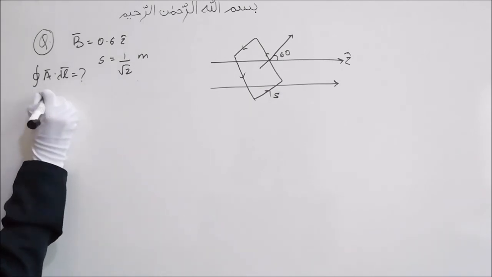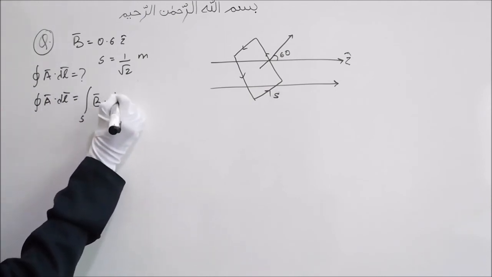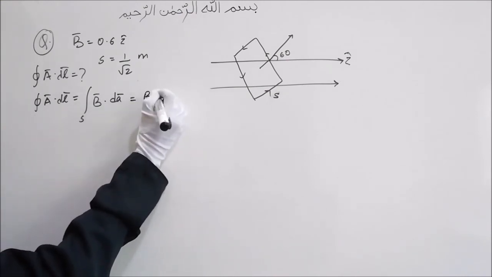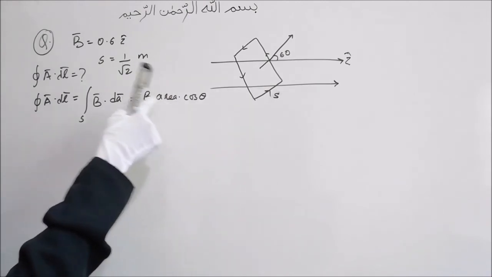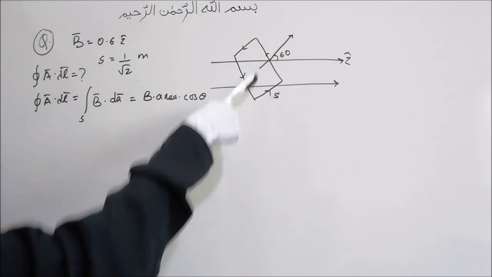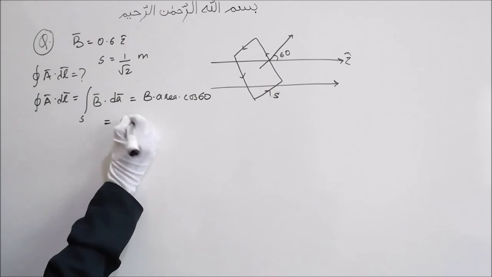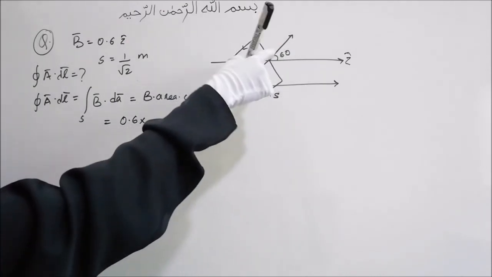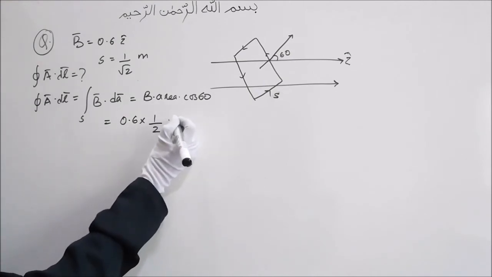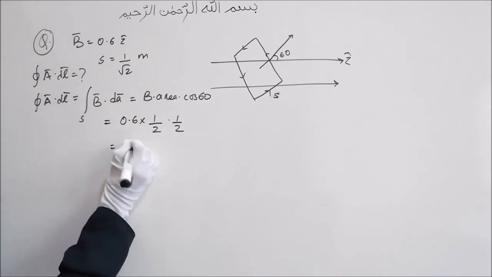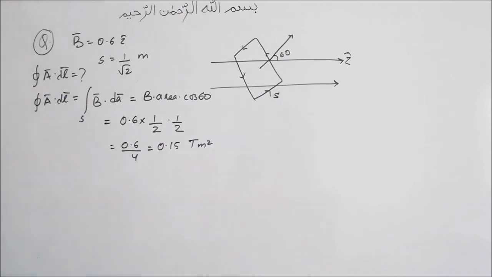Again, using the formula, integral A bar dot dl bar is equal to the integration over the surface of B bar dot dA. B bar dot dA is nothing but B into area into cos theta, right? This is the angle between the magnetic field and the area. The magnetic field is in this direction, the area is in this direction, and that theta will be 60. So this will be equal to the magnetic field 0.6, the entire area S squared, that is 1 by root 2 into 1 by root 2, which is 1 by 2, into cos 60, that is 1 by 2. So this will be 0.6 divided by 4, which is 0.15 Tesla meter squared.